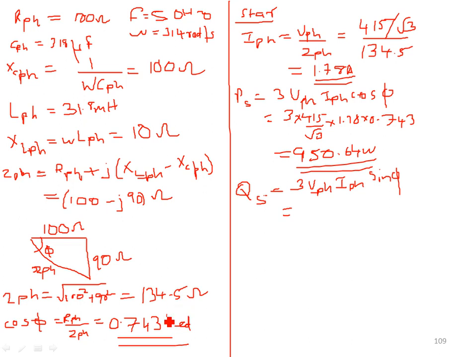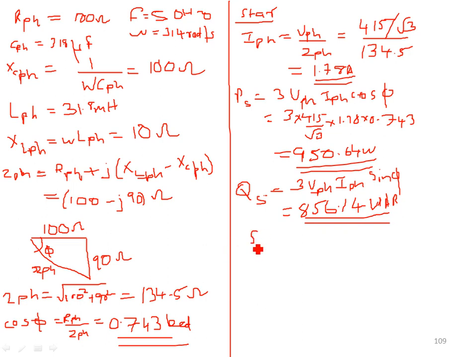It comes to 3 into V phase, 415 by root 3, into 1.78 into 90 divided by 134.5. That comes to 856.14 volt ampere reactive. That is the reactive power.